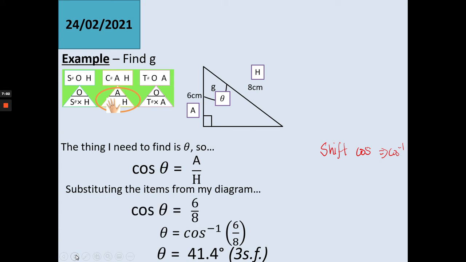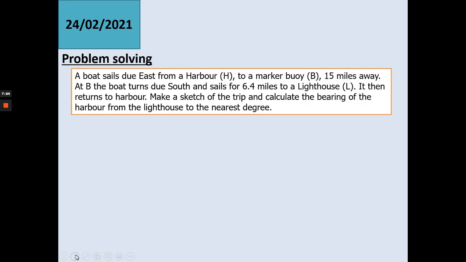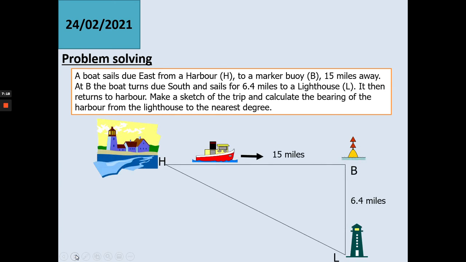Okay. Right, so let's have a look at some problem solving with trigonometry or SOHCAHTOA. We're back to those boats sailing east to H and going to B, the buoy, and then going to the lighthouse. So let's rethink that through. There's my sketch again, look. And this time we want to make a sketch and we want to calculate the bearing of the harbour from the lighthouse. Okay, so let's have a think about that.